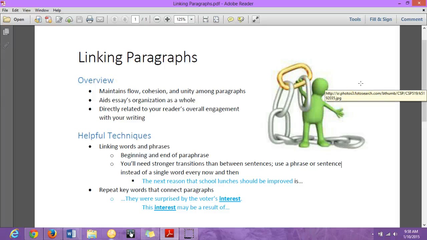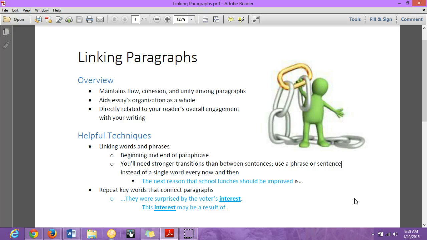In another video, I talk about how to link sentences, but in this video, I want to focus on how to link paragraphs. Really, the fundamental information is the same. It's the same idea of connecting pieces of writing. So when you're linking your sentences, obviously, you're working at the sentence level, but when you're linking your paragraphs, you're linking paragraphs and affecting the overall form of your essay.